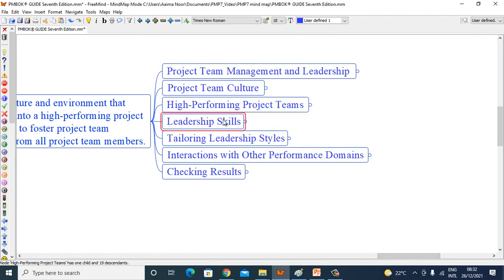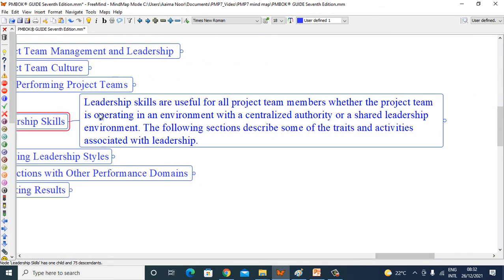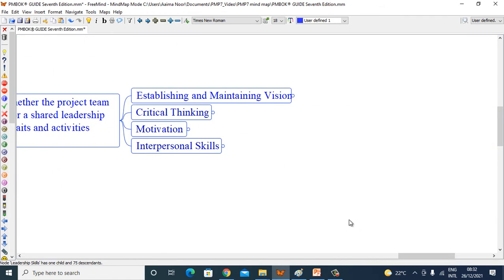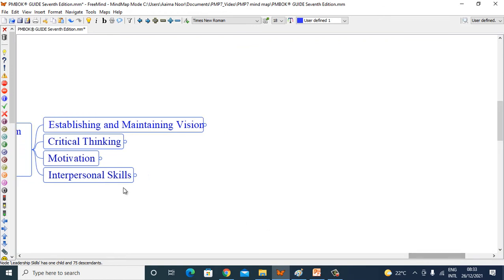Now let's look at leadership skills. Leadership skills are useful for all project team members, whether the project team is operating in an environment with a centralized authority or a shared leadership environment. The following section describes some of the traits and activities associated with leadership: establishing and maintaining vision, critical thinking, motivation, and interpersonal skills. So let's explore first establishing and maintaining vision.